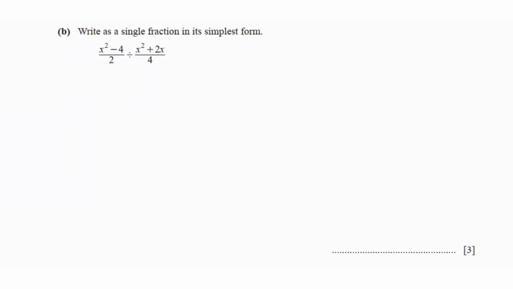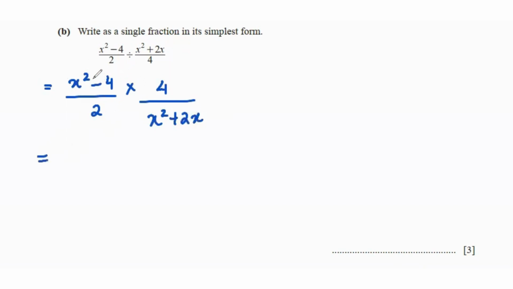Write as a single fraction in its simplest form. So we have two fractions being divided. Let's take the reciprocal of the second fraction. (x squared minus 4) over 2 equals, multiply, because we're taking the reciprocal of the second fraction. So that changes division into multiplication. And this becomes 4 over (x squared plus 2x).